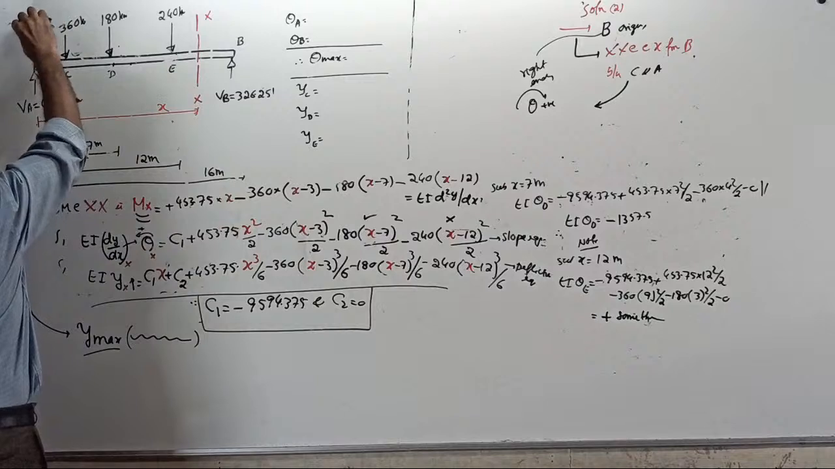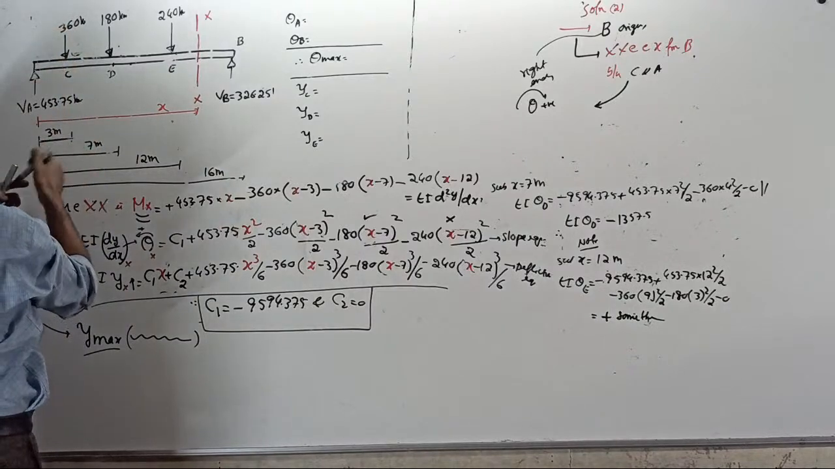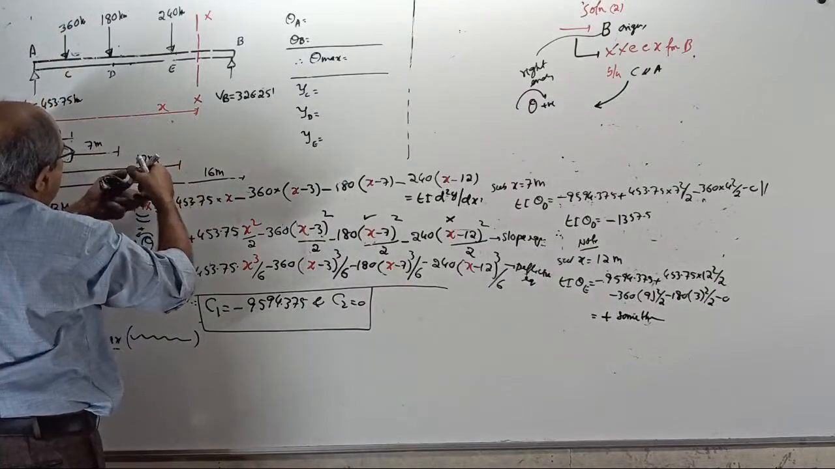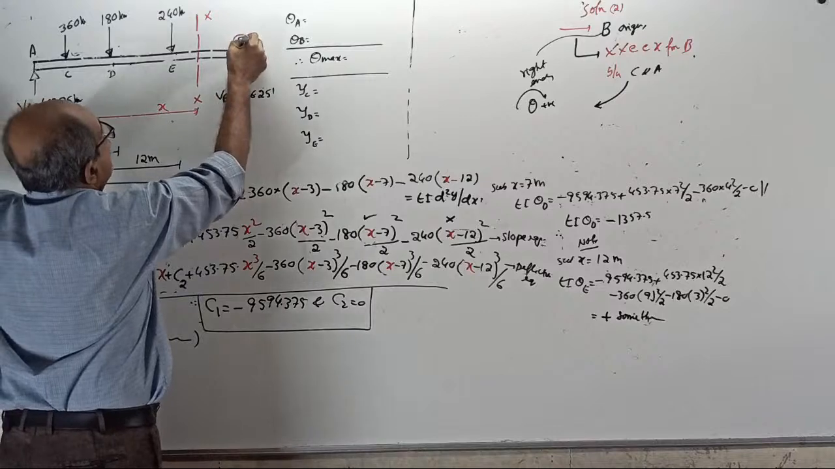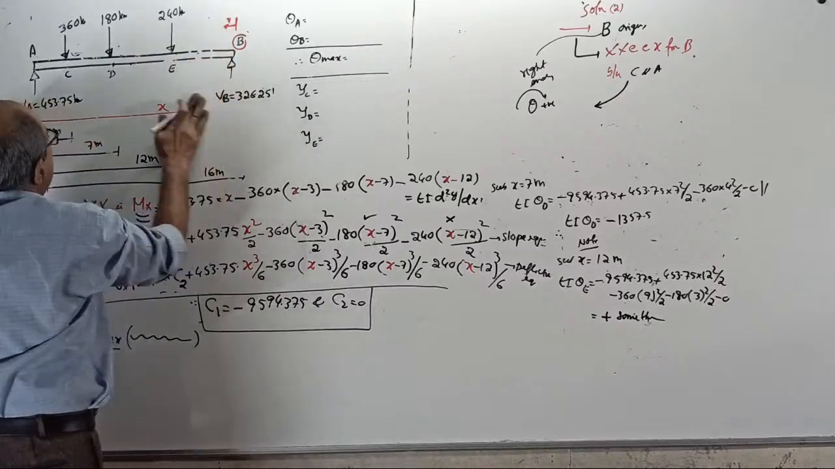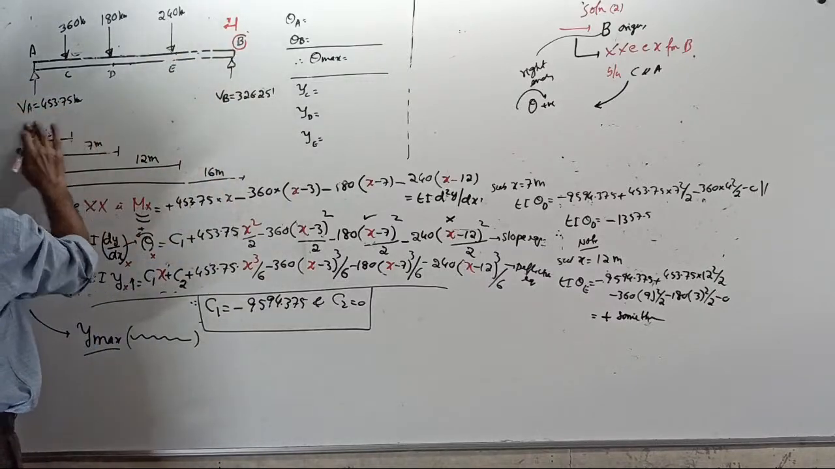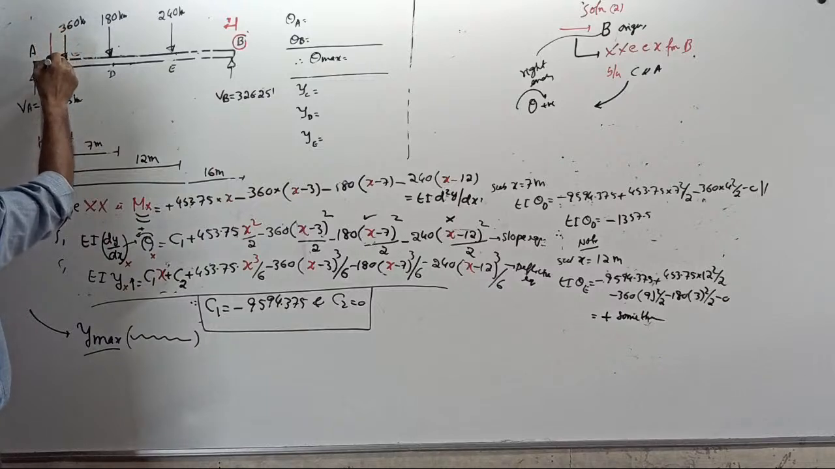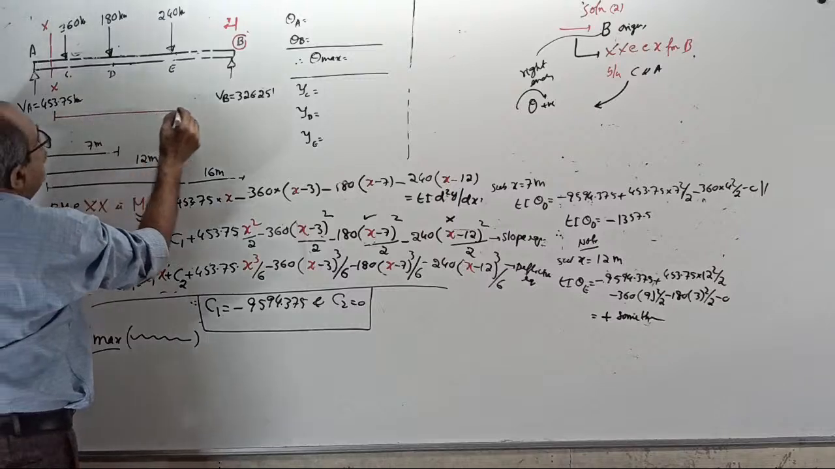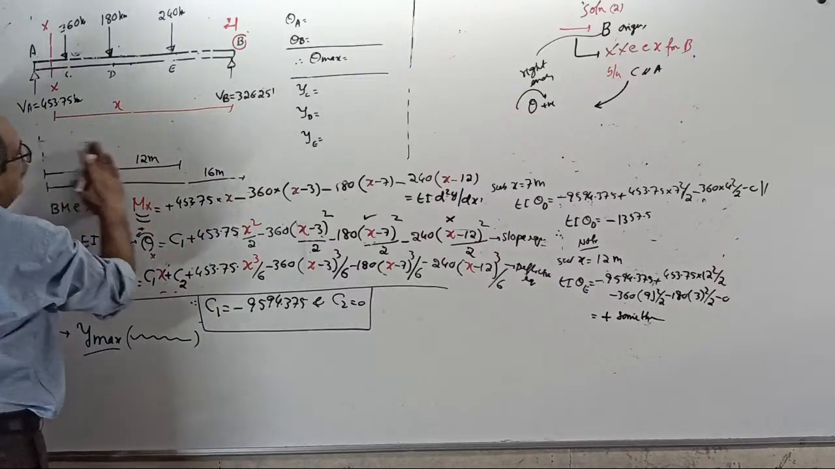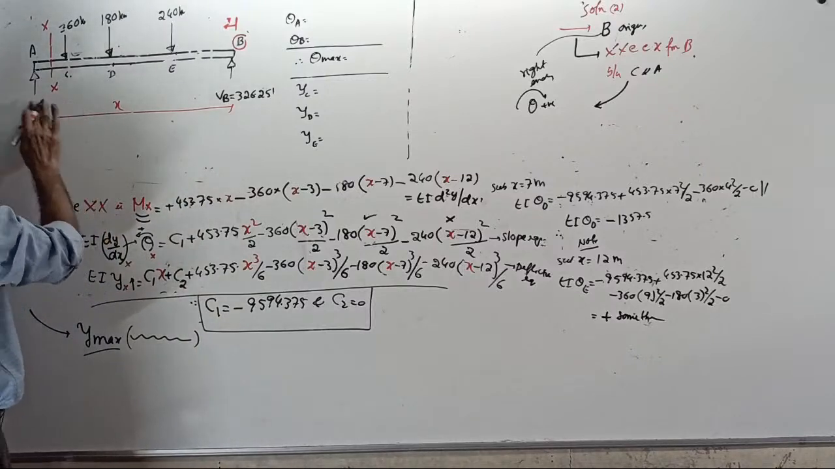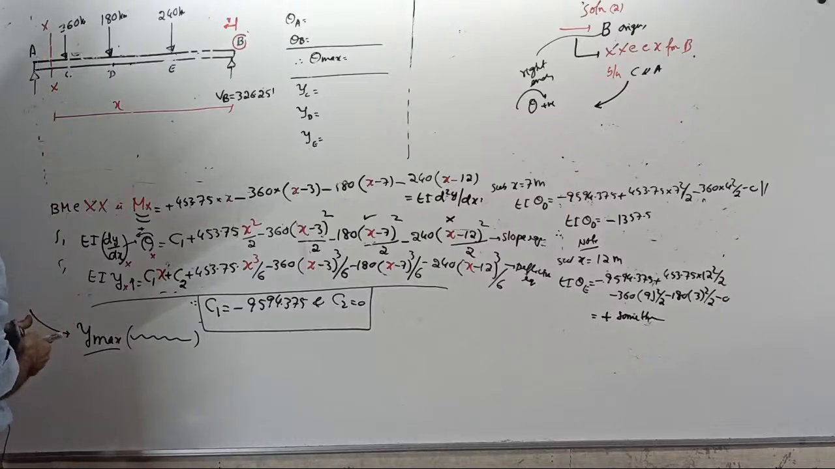See, origin is not here. Reaction will not change. This is A, an ordinary point. Now I will make B the origin. X goes this way. See, all changes. Take a section XX here, at X from B. Okay, now write. This 453.7 is disturbing me, go that side. Okay, I will write here.